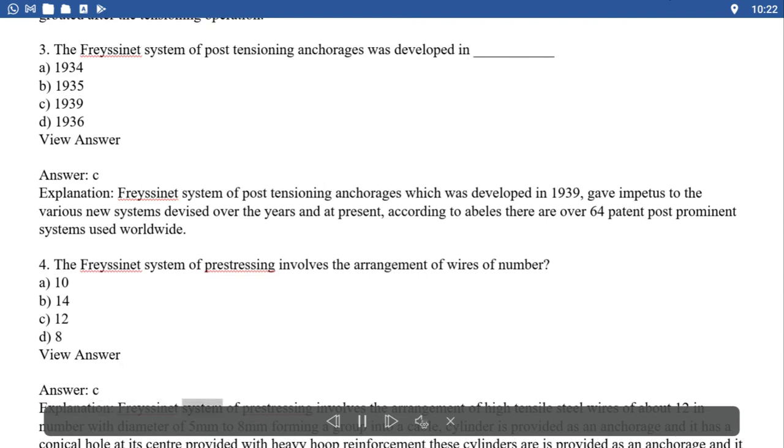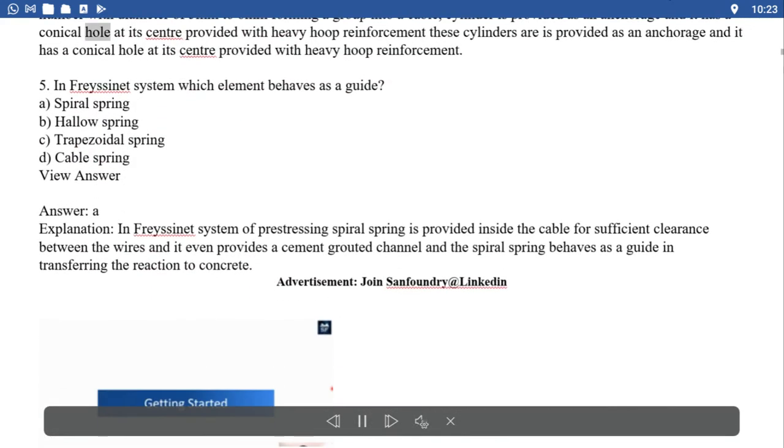Explanation. The Freyssinet system of pre-stressing involves the arrangement of high-tensile steel wires, about 12 in number, with a diameter of 5 mm to 8 mm, forming a group into a cable. A cylinder is provided as an anchorage, and it has a conical hole at its center, provided with heavy hoop reinforcement.